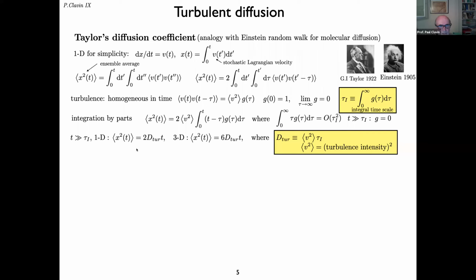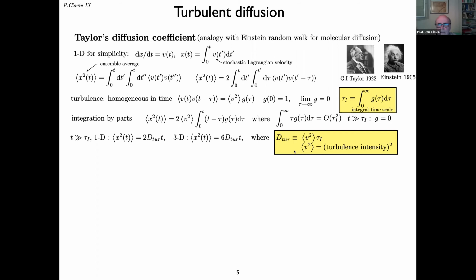So in that case, you obtain the same formula as obtained for the random walk, and the displacement square increases linearly in time, with a coefficient that is, let's say, equivalent, it is not quite exact, to the order of the intensity of the turbulence square multiplied by the integral time, which is the integral of the structure function of the turbulence.